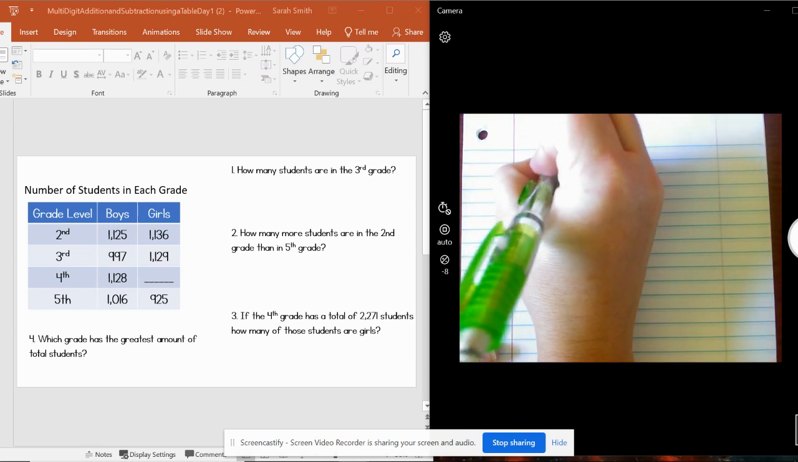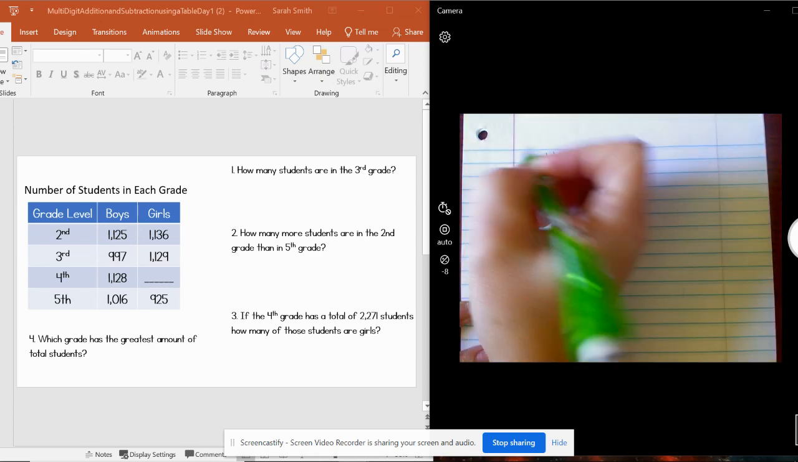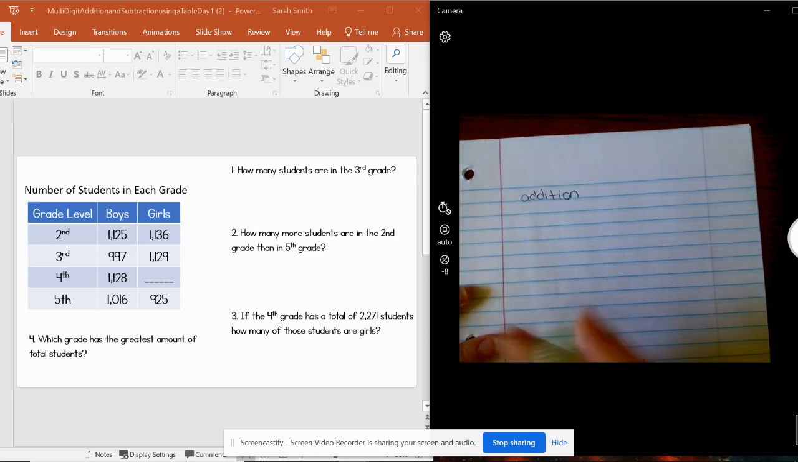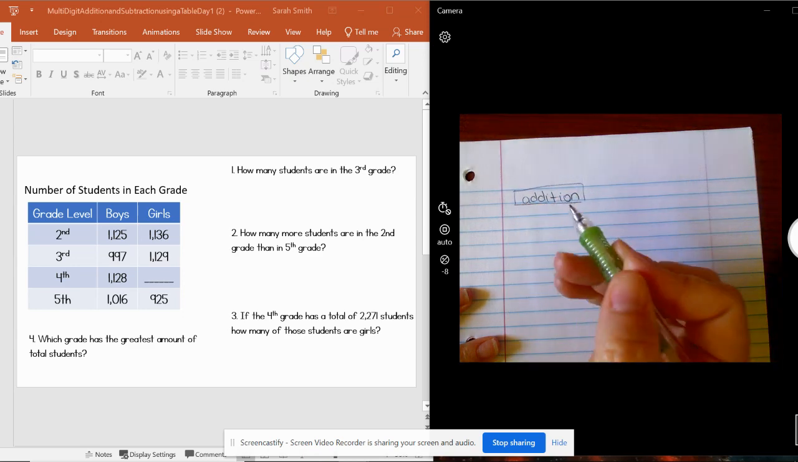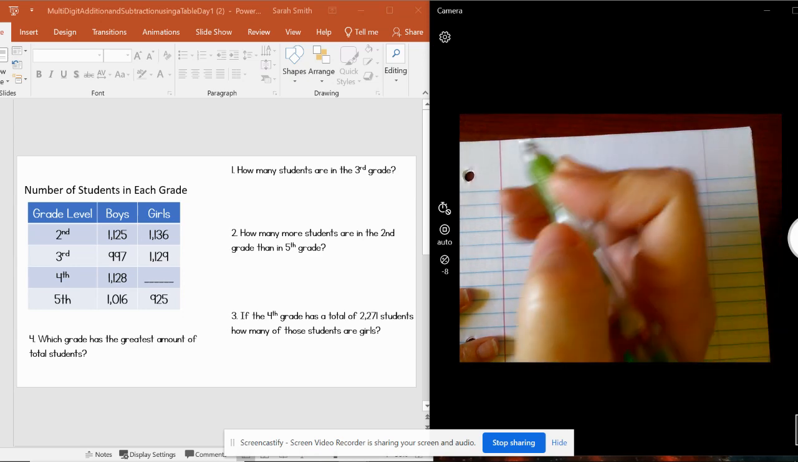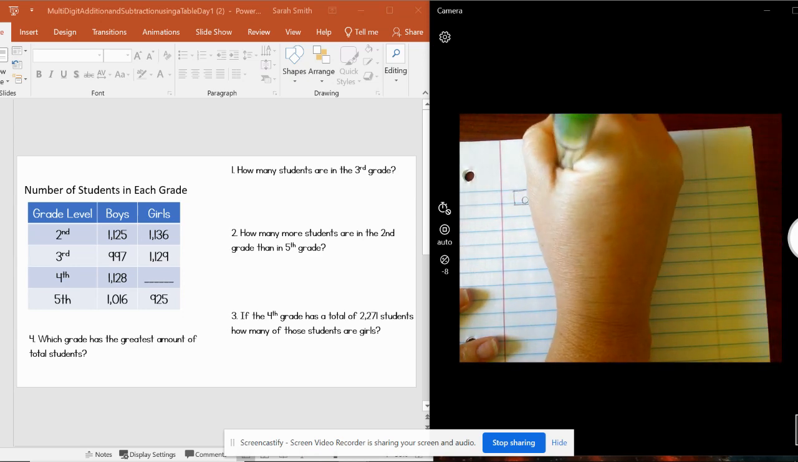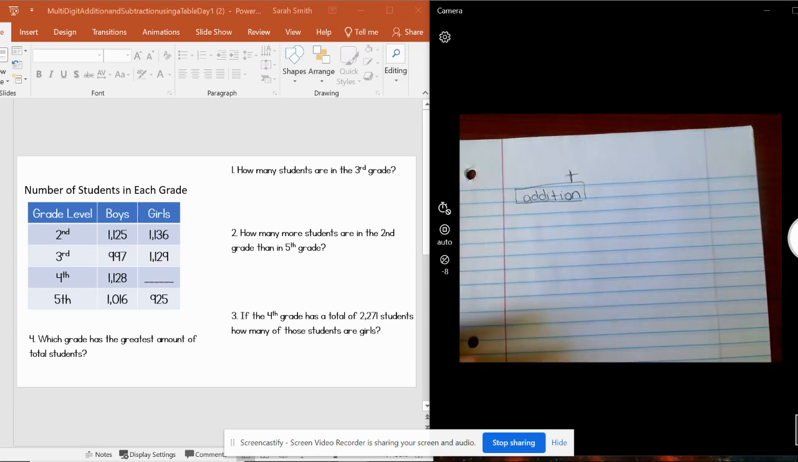Let's talk about what are some words that correlate with the word addition. So if we see the word addition, or what adding means, obviously, is this symbol right here. Ooh, pencil's not being super stellar for me right now.